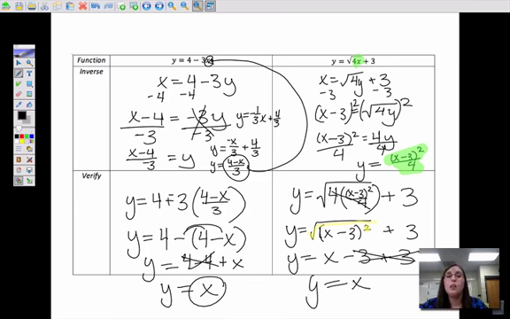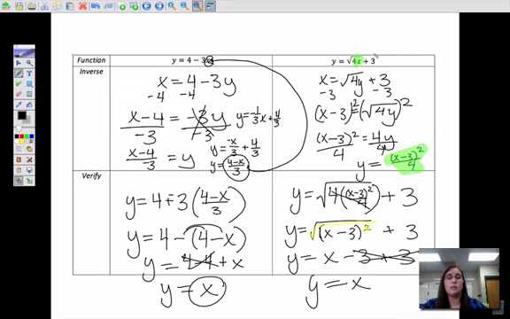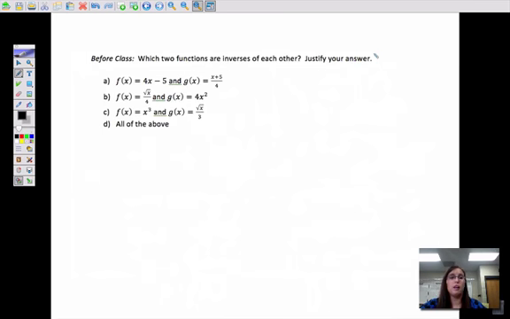All right. So for your before class problem, you're going to look at each pair of functions, and you're going to decide which of the two functions are inverses of each other. So either A, B, or C, or it could be all of the above, and you're going to justify your answer. So kind of using those algebraic steps that I talked about on the verify part, taking those two functions and trying to figure out if those pairs of functions are inverses of each other.